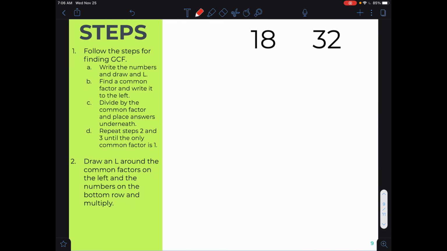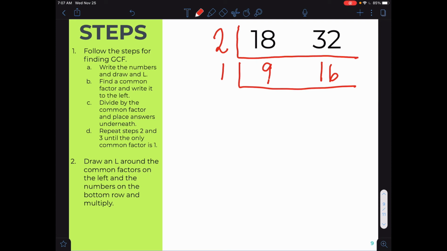We have 18 and 32. So the first thing I'm going to do is draw the L, and I think, what's a number I can divide both 18 and 32 by? Well, they're both even, so they can be divided by 2. 18 divided by 2 is 9. 32 divided by 2 is 16. And now I'm down to the 1. Only 1 will divide both 9 and 16.